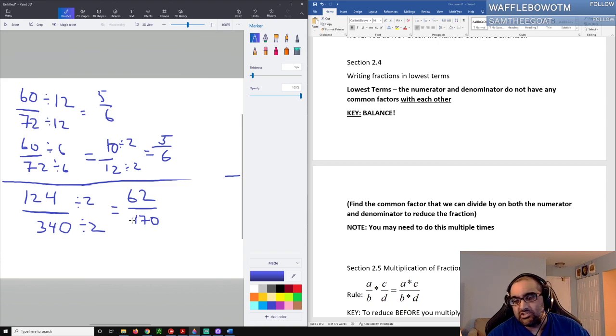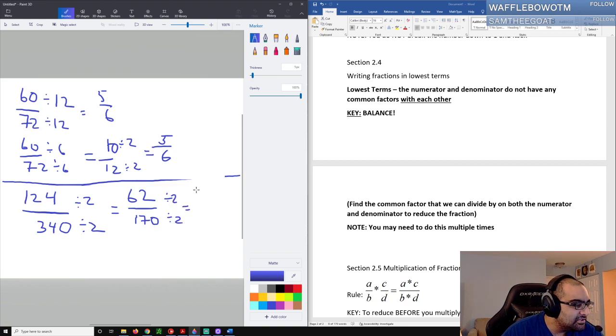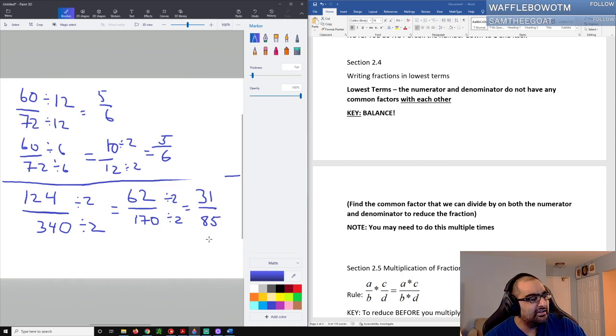Now I look at it and divide by 2 again, because they're both even numbers. On the numerator we get 31, and the denominator we get 85. And yes, that is correct. 31 and 85 have no common factors. 31 is a prime number anyway. So there we go. That'll be our final answer. All right, any questions about that?